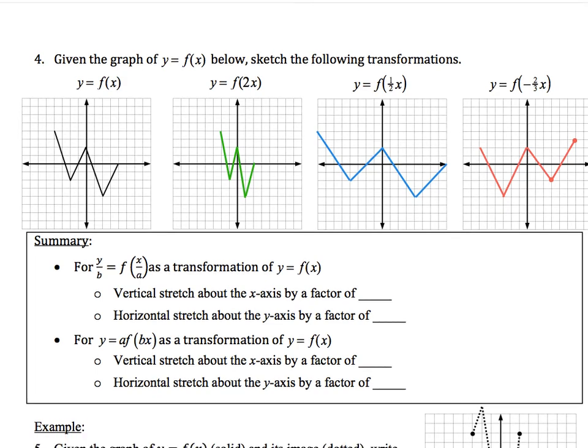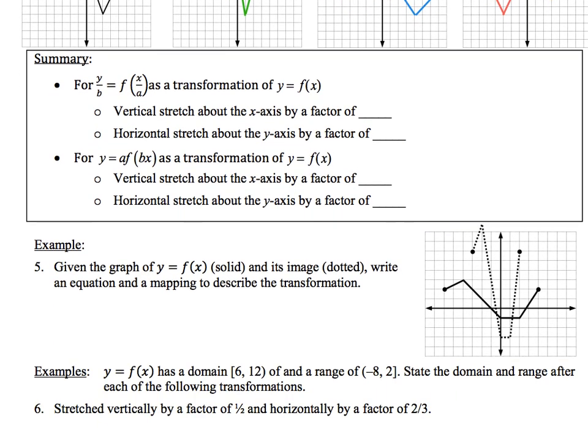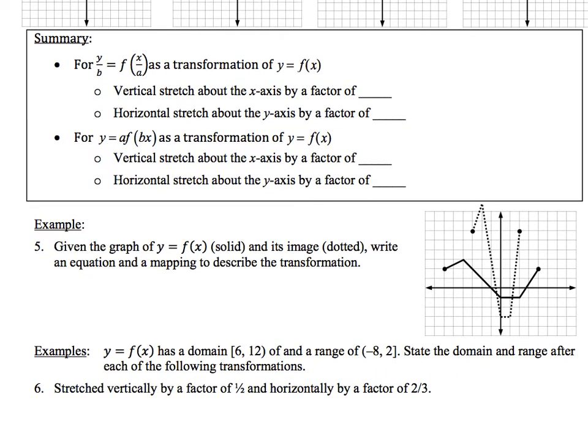So if you look down here to the summary that we filled in on Friday, we left the first part, and I think I'm going to leave that again, and we'll just focus on the second description here. When I have y equals a times f of bx, and that's a transformation of y equals f of x, we have a vertical stretch about the x-axis by a factor of a, and a horizontal stretch about the y-axis by a factor of 1/b.